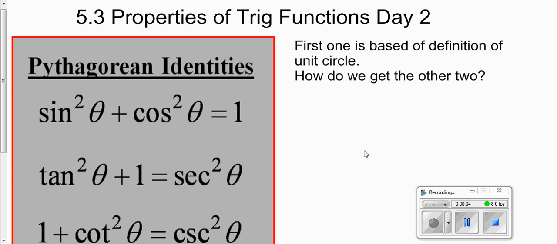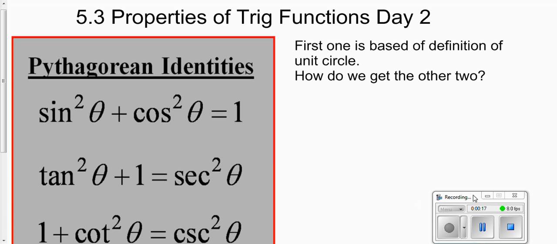All right, welcome to this edition of College Trig, 5.33 Properties of Trig Functions, mainly the Pythagorean Identity. So the Pythagorean Identity comes directly from the equation that we have of a circle.